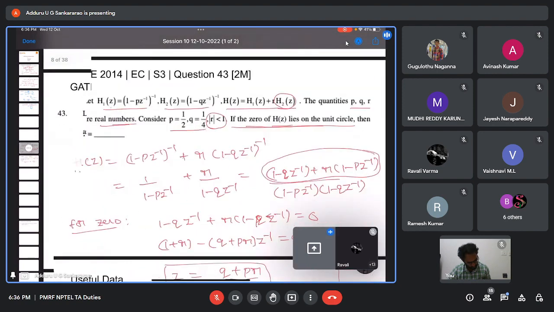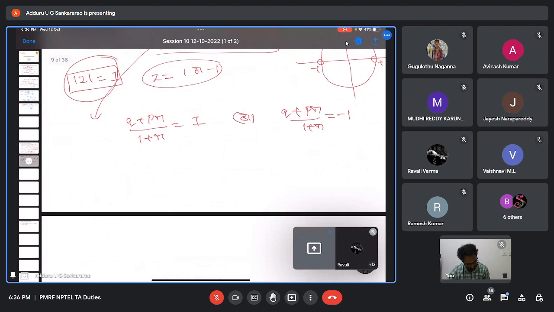So P is 1 by 2, Q is 1 by 4, it is given. So Q is 1 by 4 and P is 1 by 2, equal to 1 plus R. From here, half R equal to minus 3 by 4. So R equal to minus 3 by 2. And another possibility is 1 by 4 plus 1 by 2 R equal to minus 1 minus R.